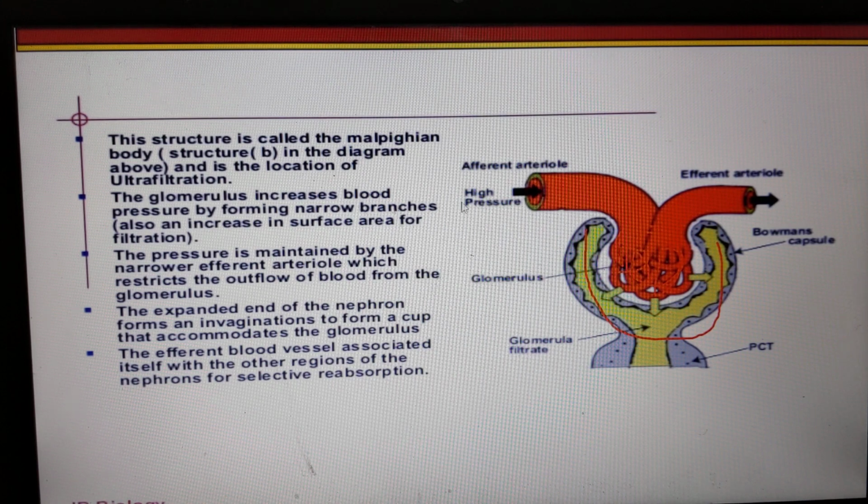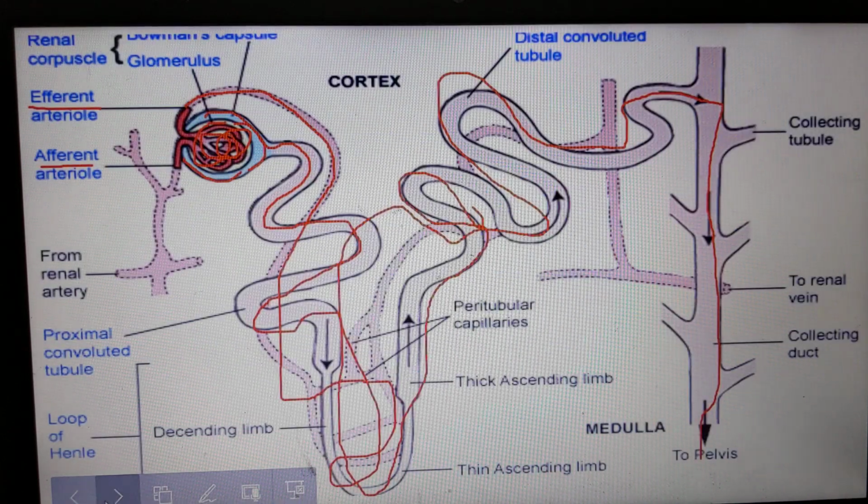One more thing I want to tell here is, if you can see, the afferent arteriole is thick in size, whereas the efferent is thin, the diameter is less here. This leads to high blood pressure in the glomerulus and this leads to low blood pressure afterwards. So it maintains the blood pressure.